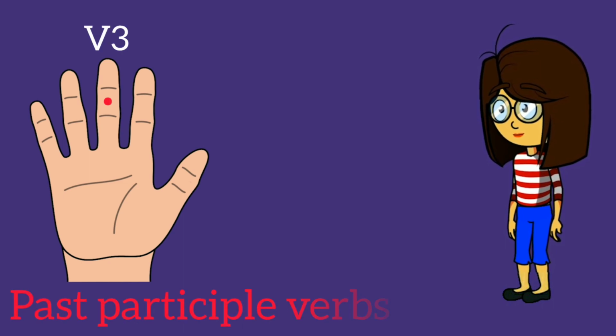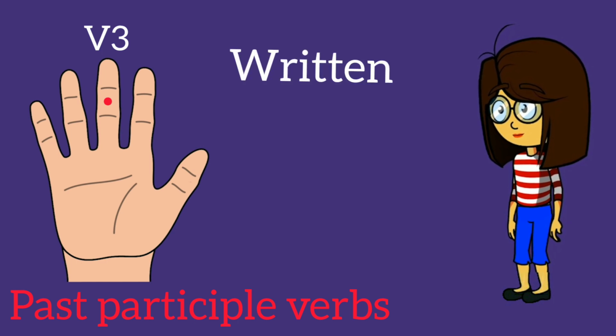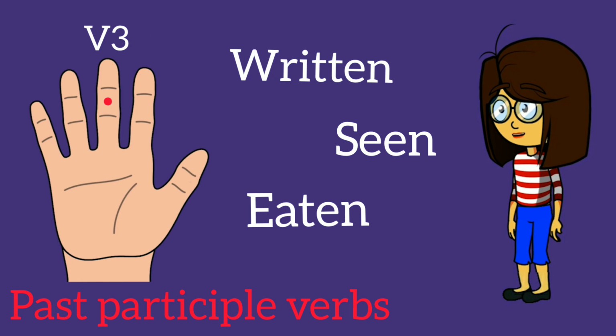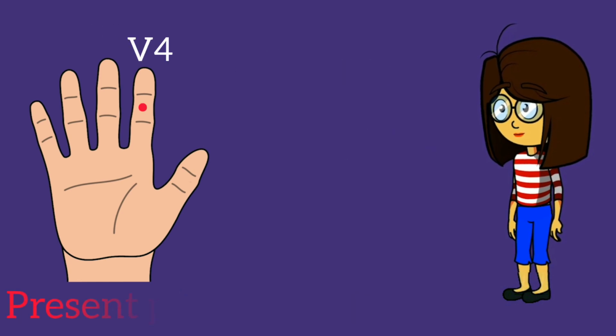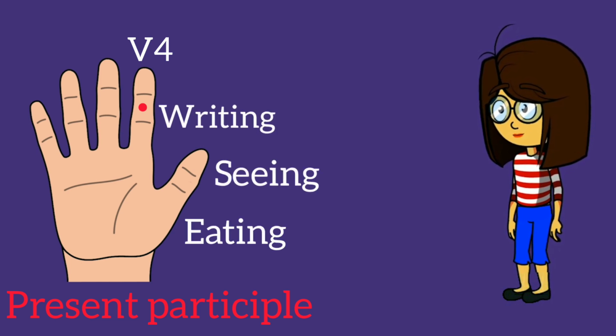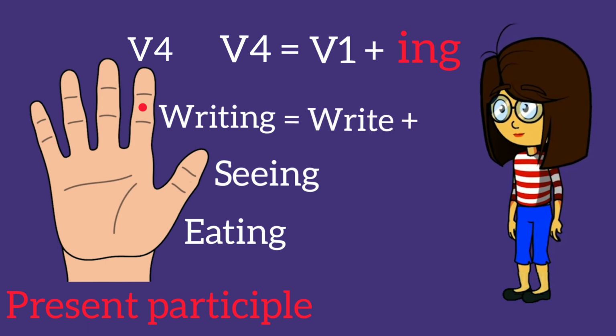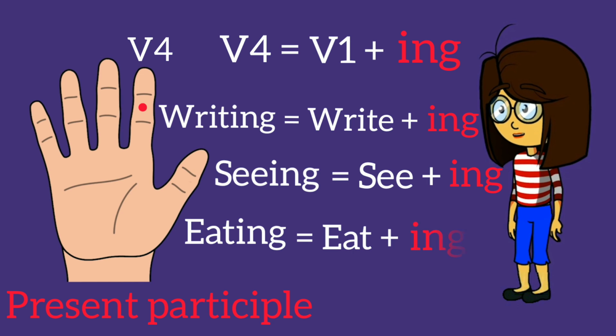V3 is the past participle form of verbs. For example, written, seen, eaten, etc. V4 is the present participle form of verbs like writing, seeing, eating and so on. V4 is equal to V1 plus ing. For example, writing is equal to write plus ing. Seeing is equal to see plus ing. Eating is equal to eat plus ing.